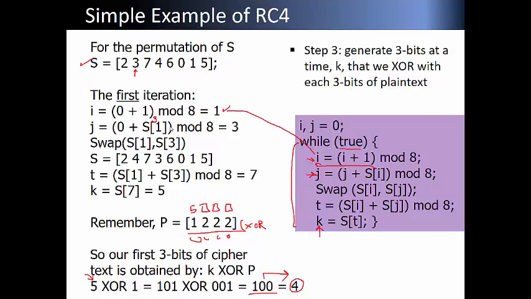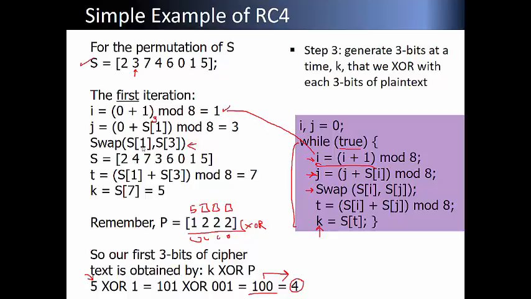So S of 1, which is 3. So 0 plus 3 mod 3 is 3, right? That should be swapped. Once you have I and J, then we need to do a swap based upon those two indices. So I equals 1 and J equals 3. So we need to swap I and J here, right?